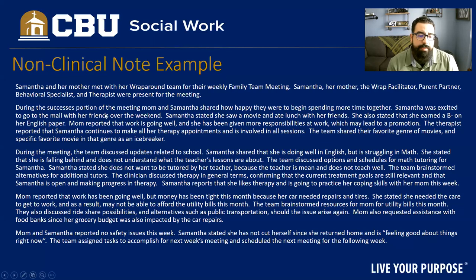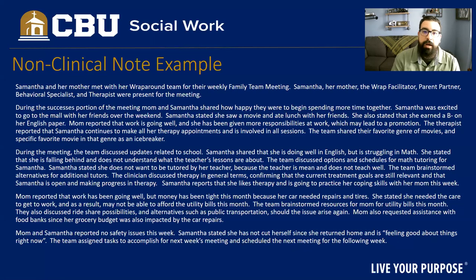On top of that, there's some things here. This is wordy, okay? It's discussing a lot and it's accurate, and this is good. If you notice, it's absent of opinion. It's not discussing particulars about how people felt or reacted, but it's wordy. Imagine having to write one of these notes, but now you have 15 or 20 clients on your caseload and you have to do one of these each week. Well, this is going to take a lot of time, okay? On top of that, if you notice down here at the bottom, the team assigned tasks to accomplish for next week's meeting and schedule the next meeting, but it's not clear what those tasks were.